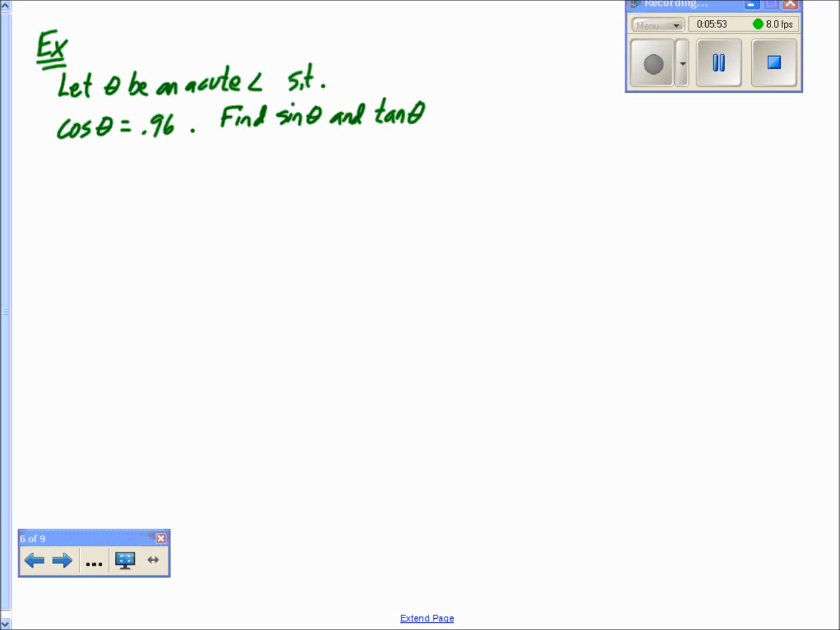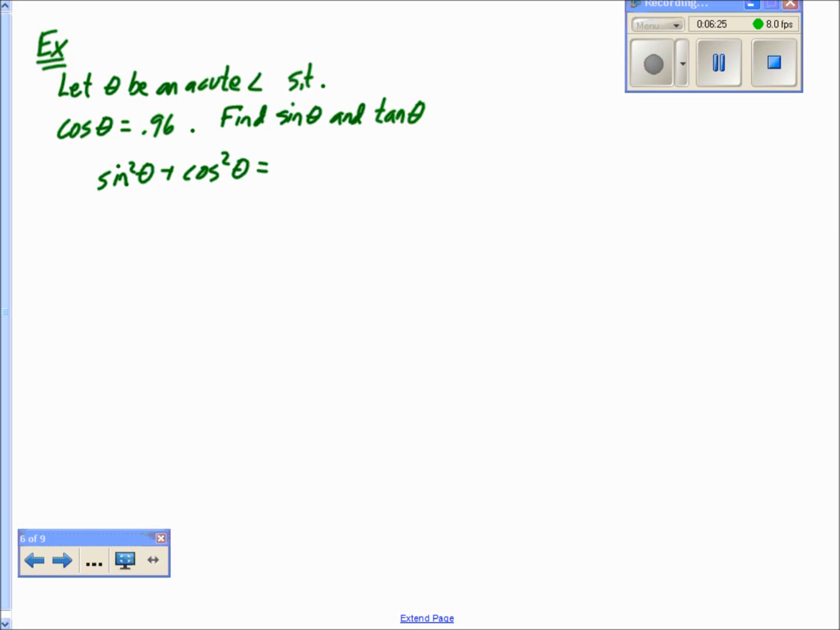All right, so let theta be an acute angle such that cosine of theta equals 0.96. Find the sine of theta and the tangent of theta. Well, if you're going to use your trig identities to do this, and there are different ways to approach this, but we're going to practice it with using the trig identities. You say, well, I know, here's my money formula, right? Sine squared theta plus cosine squared theta equals 1.